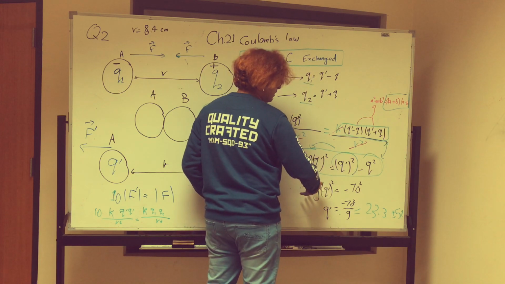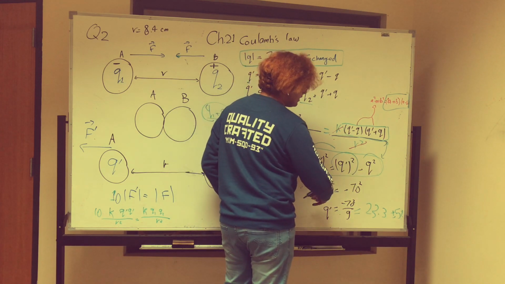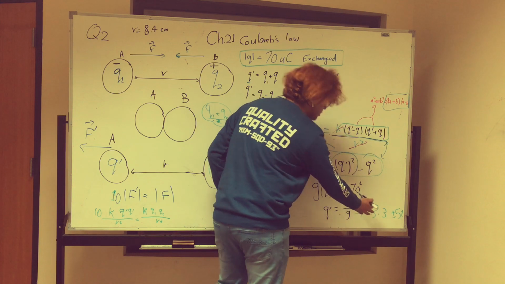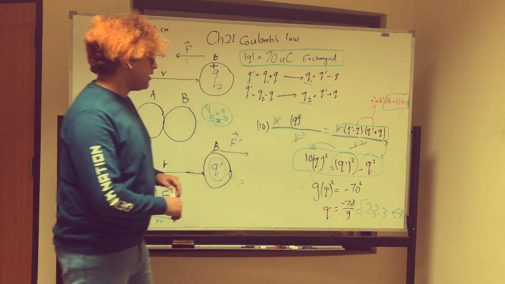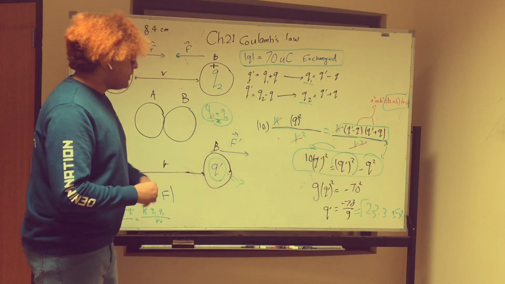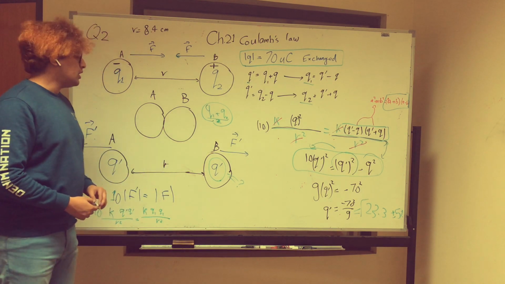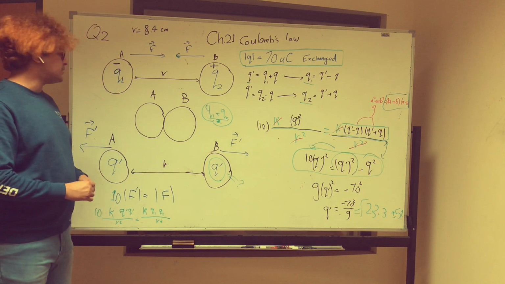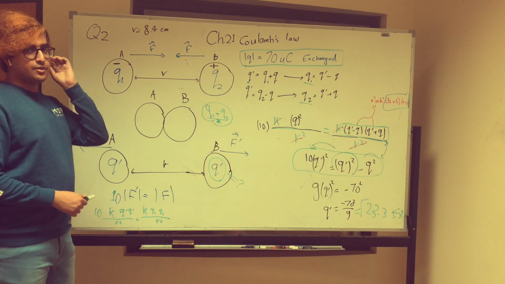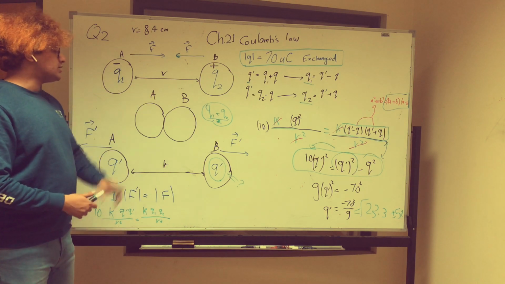Now just plug this into your calculator and you'll get this answer, 32.3 with a marginal error of 5%. That will be the value of q prime, or the charge on any sphere after the charge exchange happened.